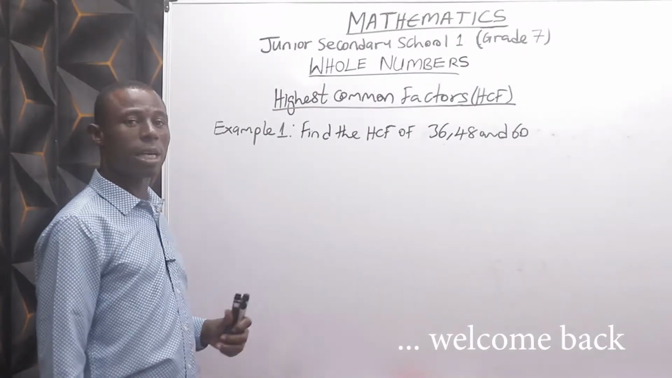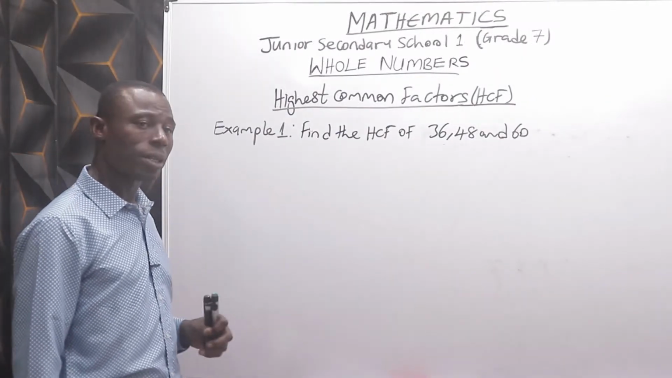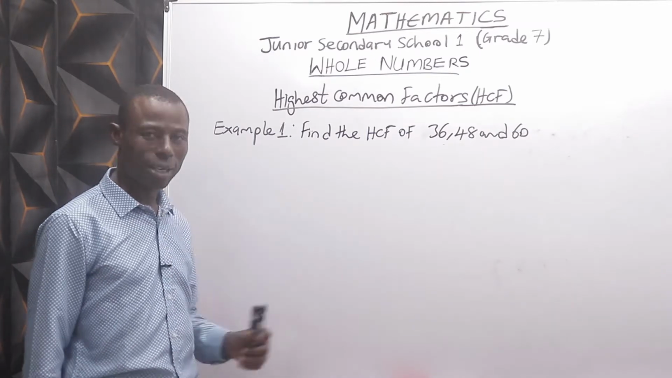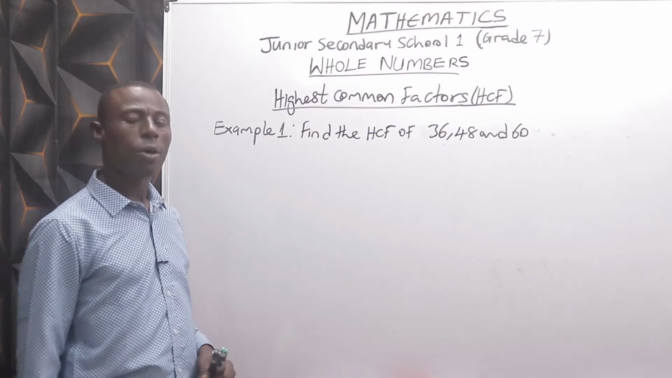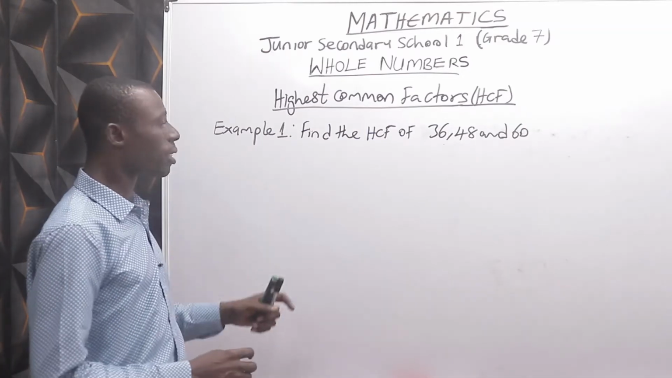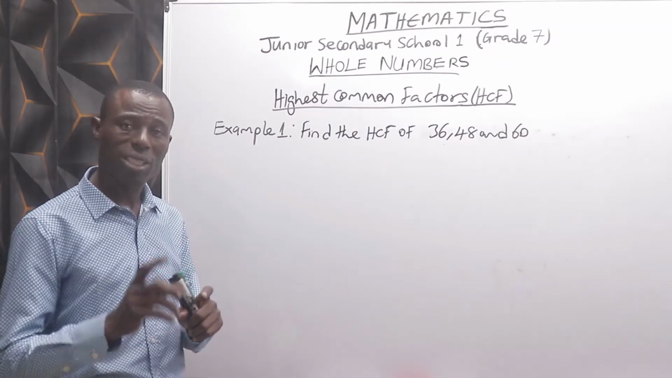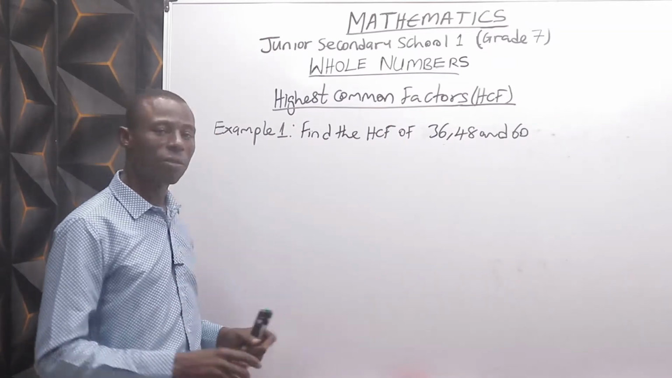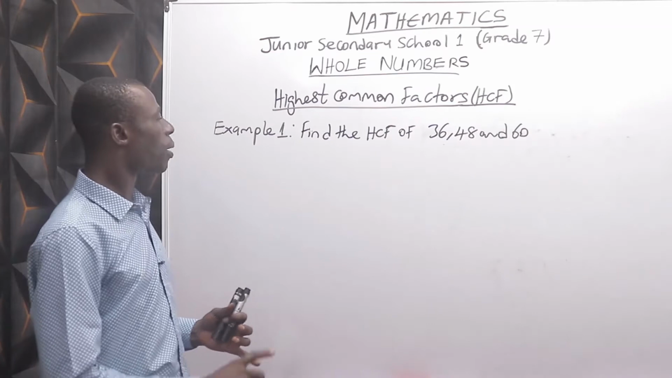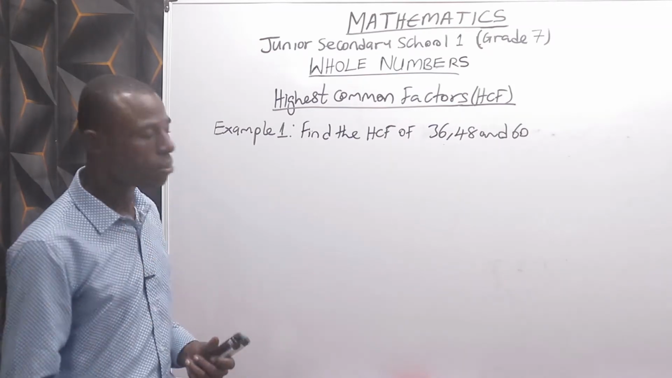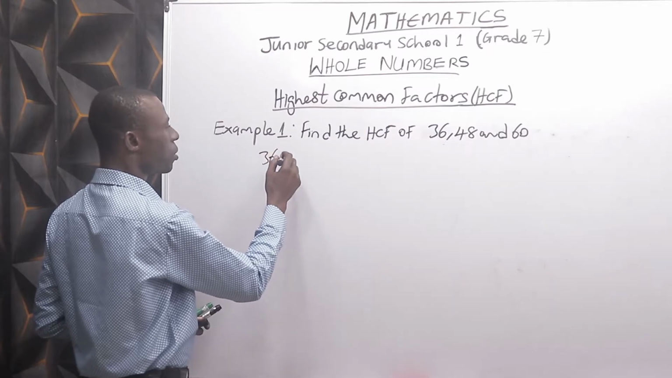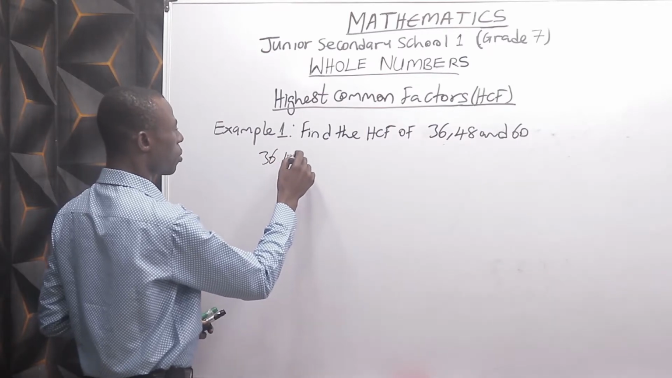The last concept here under whole numbers is highest common factors, HCF. We are going to look into it using two methods, like we did in LCM: the long division method and the product of prime factors method. Let's use the long division method first.